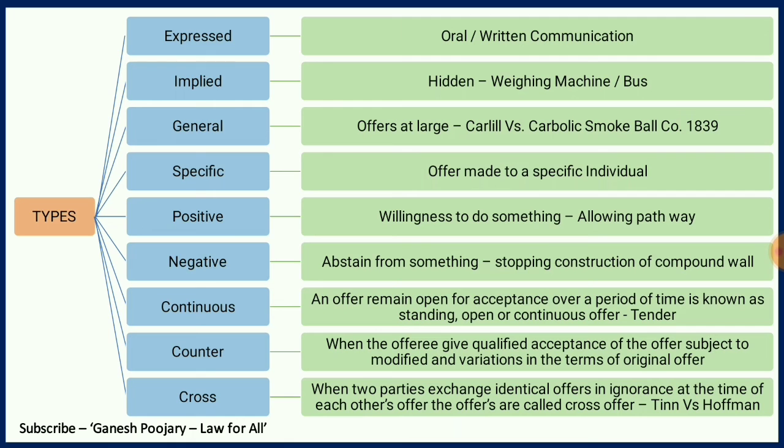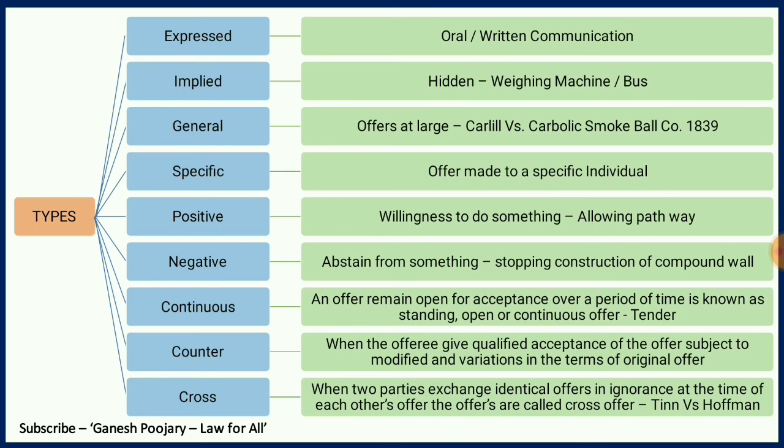Now the next type is specific offers. Specific offers are those offers made by a particular individual to a specific individual. Now if Mr. X says he wants to sell his car to Mr. A, then that offer is made to only Mr. A. That is specific to A only. That is what a specific offer is.